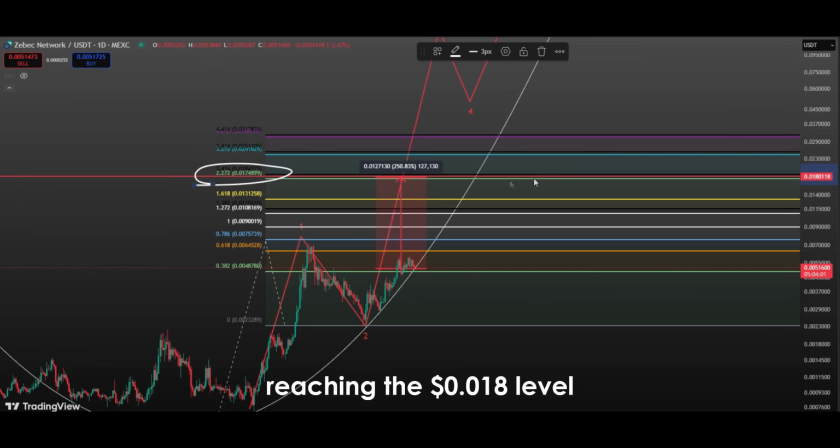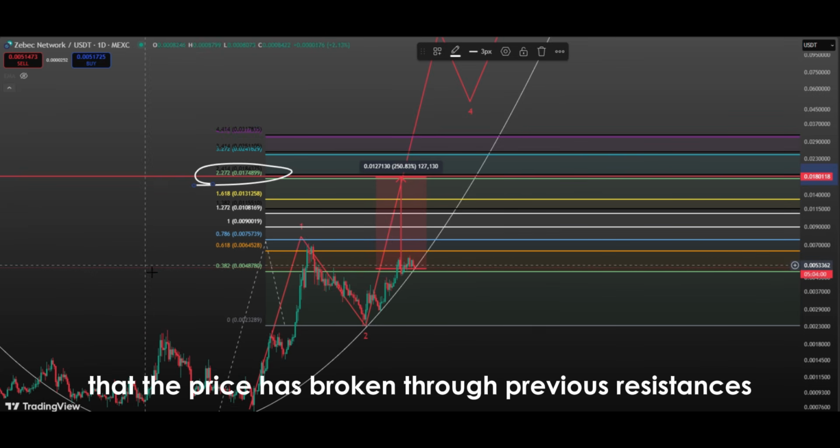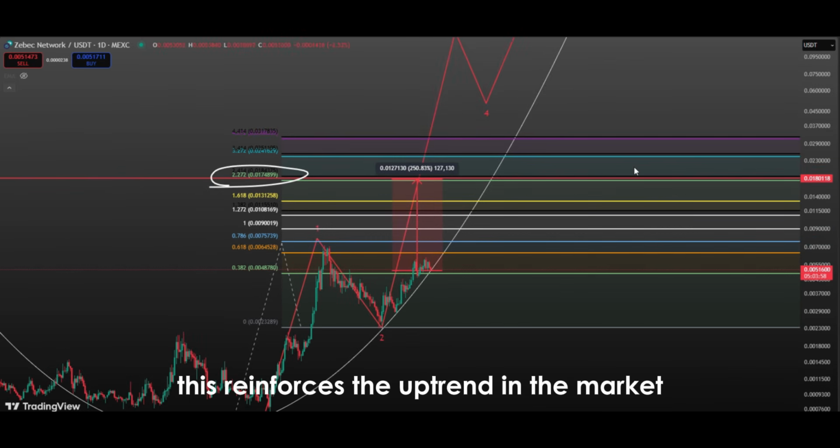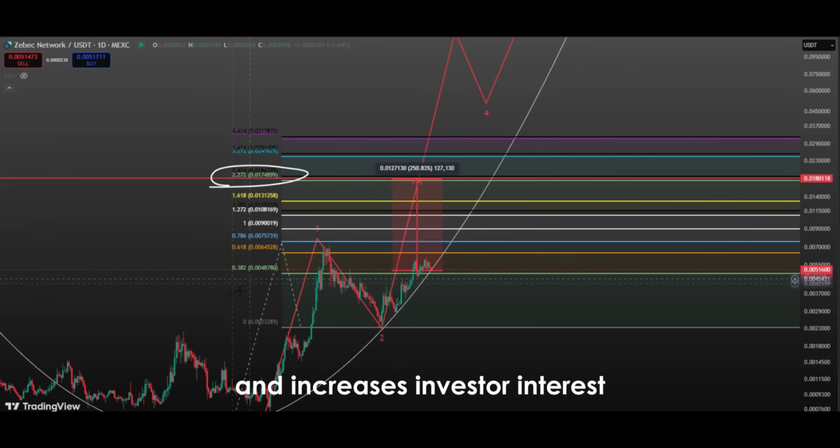Reaching the $0.018 level would indicate that the price has broken through previous resistances and that a new buying wave has begun. This reinforces the uptrend in the market and increases investor interest.